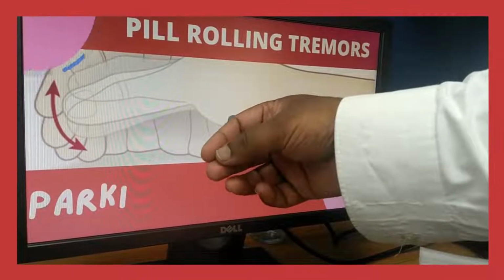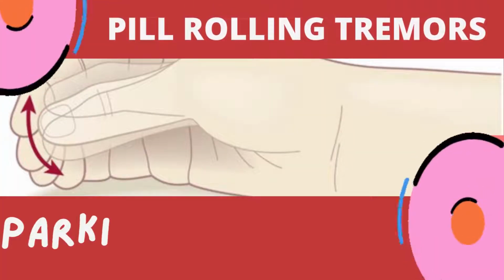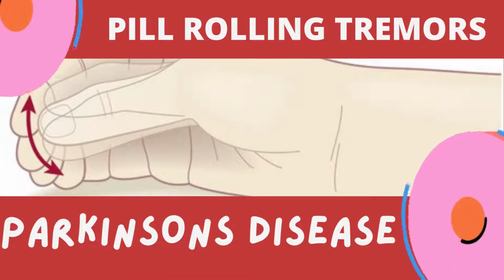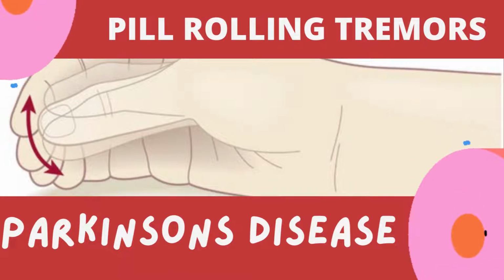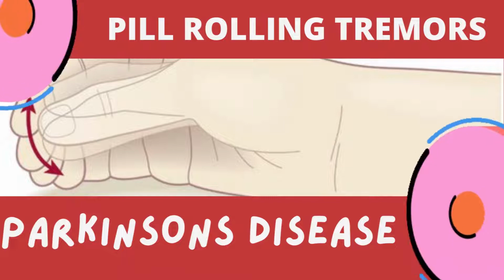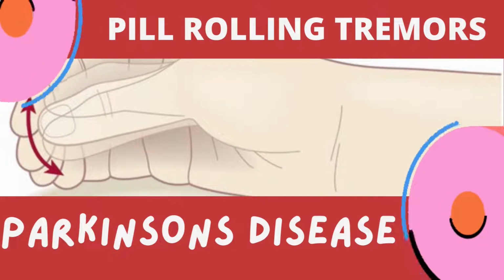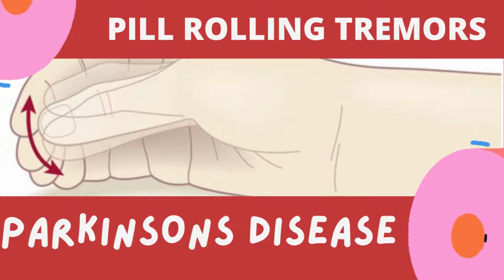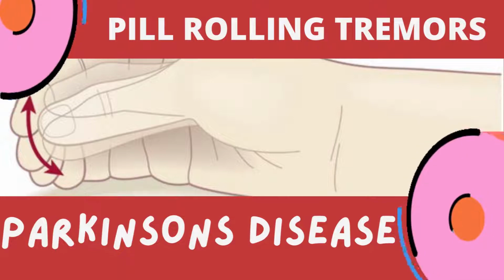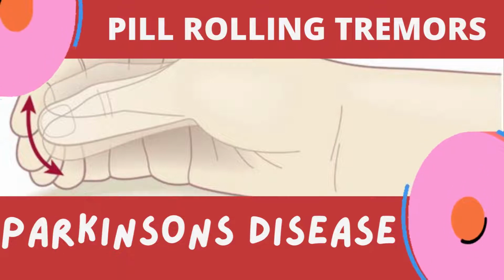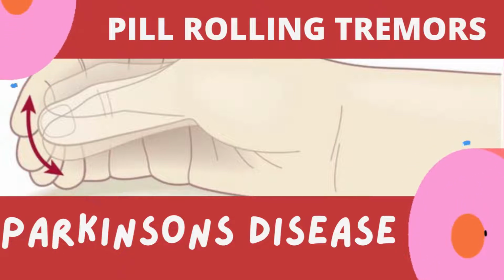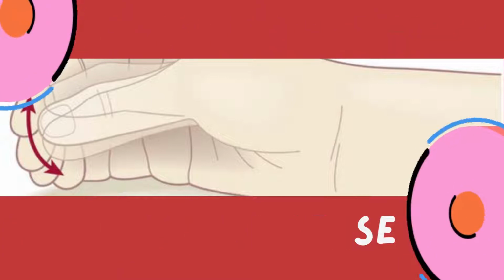This is more commonly seen in Parkinson's disease. During Parkinson's disease, there will be so many movement disorders, and along with these, pill rolling tremors will also be present in the patient. So if they have a pill rolling movement, it means they have Parkinson's disease. Parkinson's disease is a neurodegenerative disorder that affects the movement, cognition and personality of a person.